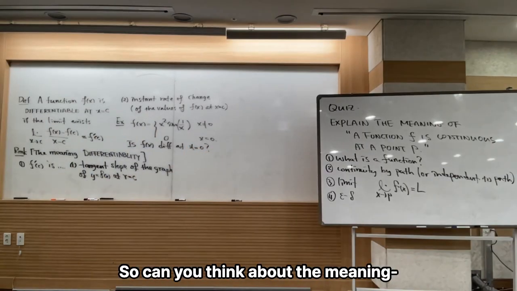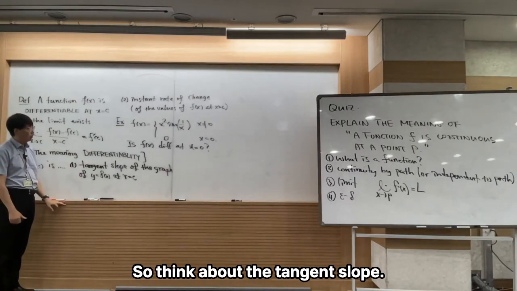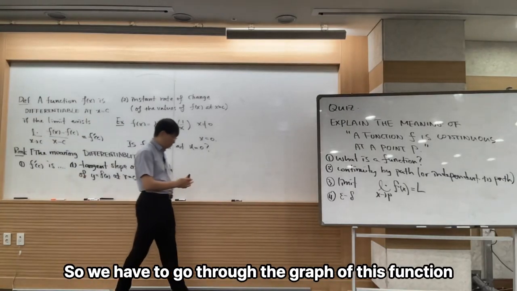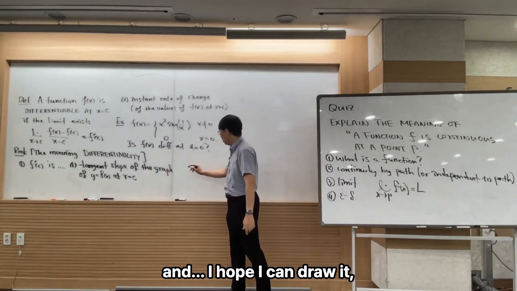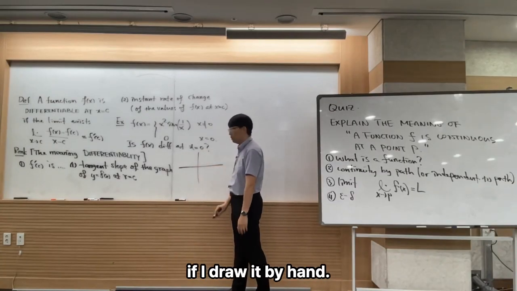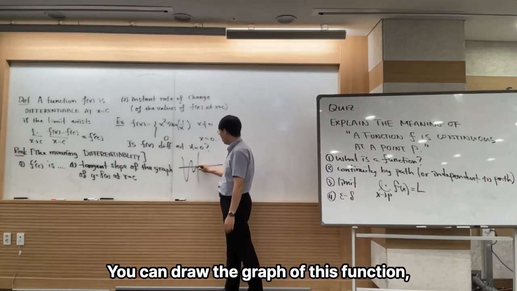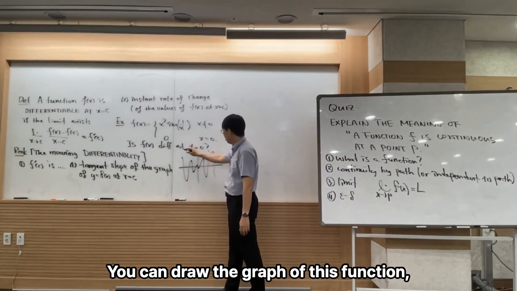So can you think about the meaning and then answer this question? Think about the tangent slope. We have to go through the graph of this function, and I hope I can draw it, but it doesn't really matter if I draw it by hand. If you can use Python right now, you can draw the graph of this function, something like this.